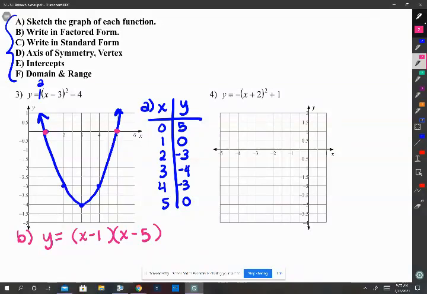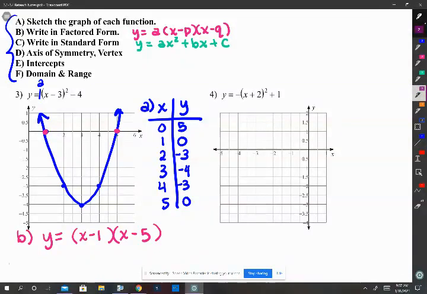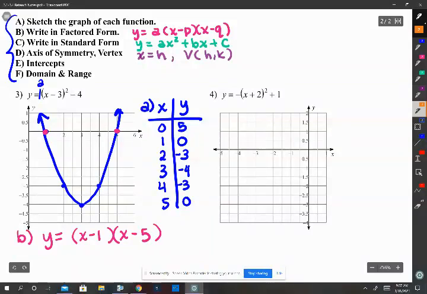Again, if you need to write it down again, this is a times x minus p, x minus q. Standard form is y is equal to ax squared plus bx plus c. Vertex and axis of symmetry is the same thing. X is equal to h. The vertex is your hk point. And then your intercepts are still going to be both y and x intercepts. Okay. And then domain and range the same.